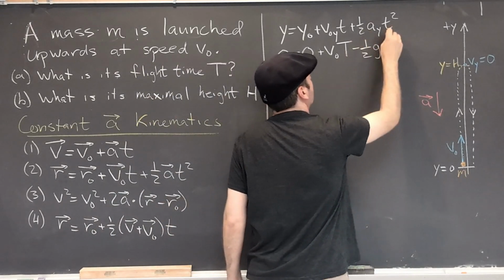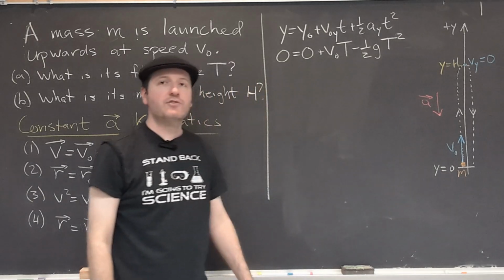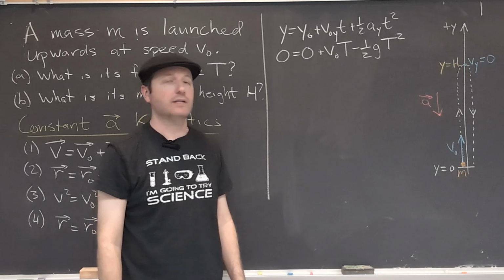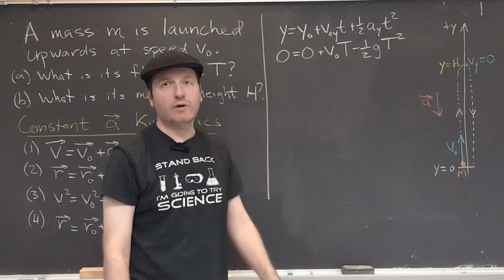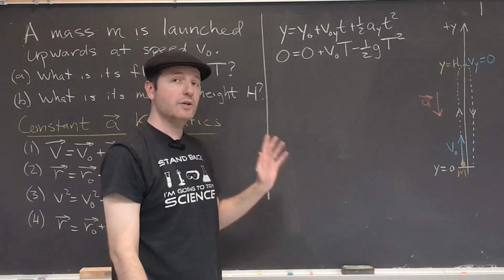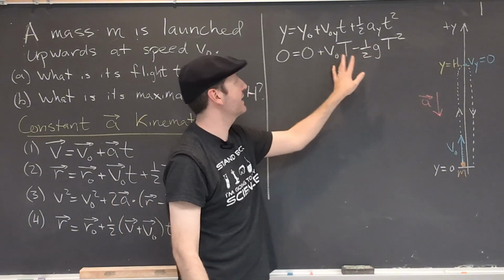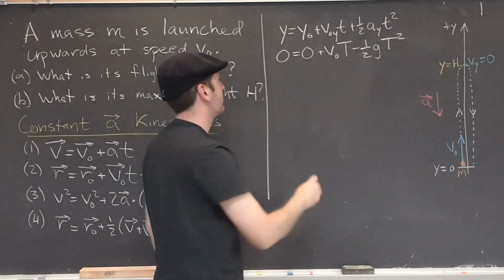As before, the acceleration component in the y direction is negative g, and the time is again the total flight time. Now here we have a quadratic equation that we could solve for capital T. You don't need the quadratic formula though because there is no constant term. I just have my quadratic and linear terms, so I can factor this.